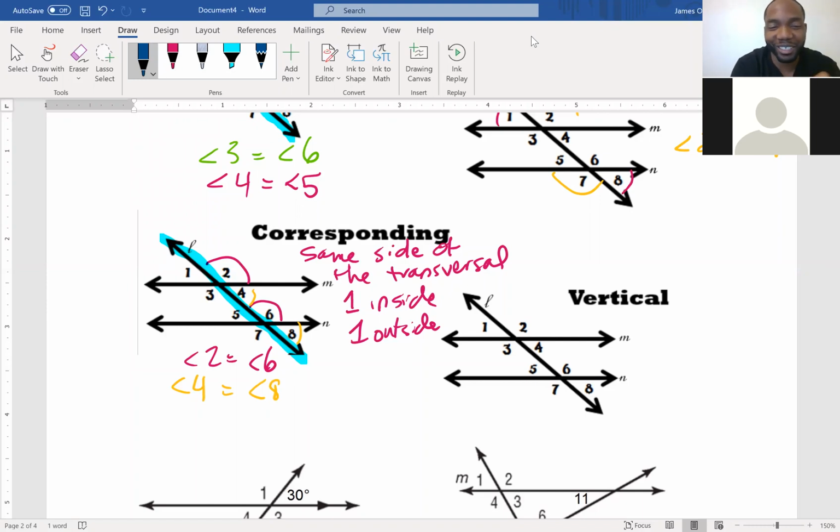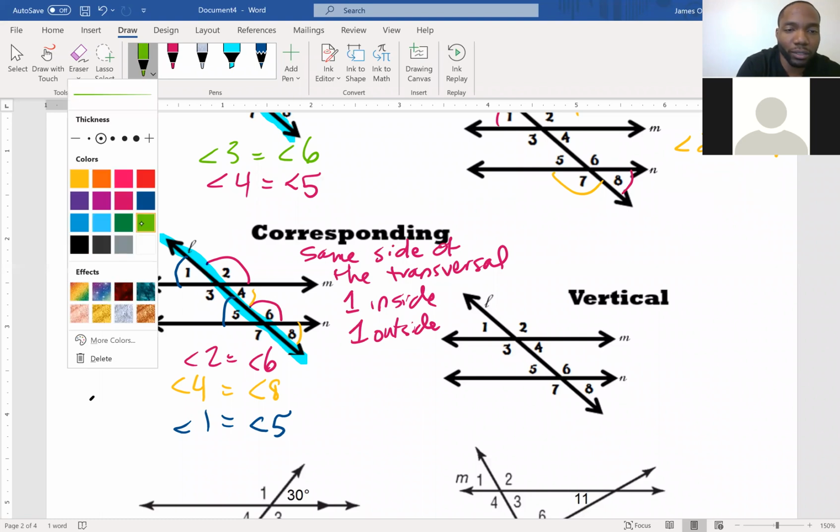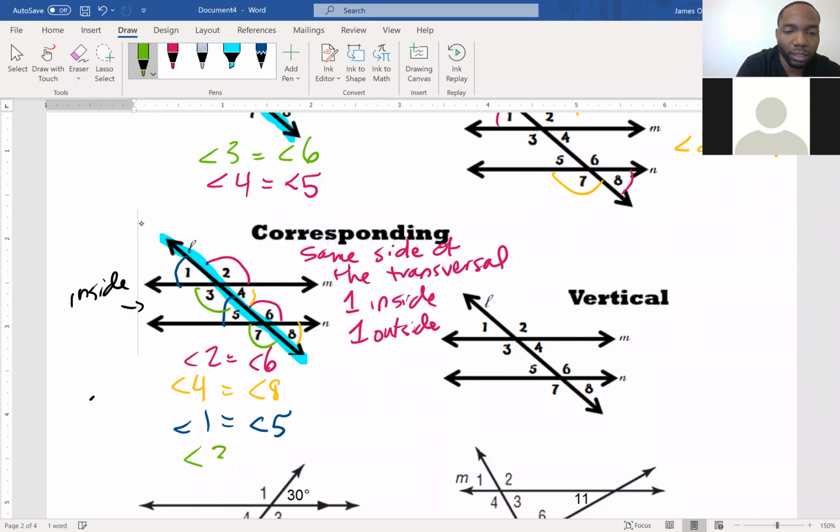All right, I see some corrections. Good, good, good. I'm glad y'all are correcting. So 1 and 5, everybody, because there's one inside the parallel lines, one outside. And then the last angles that you all said were 3 and 7. Those are corresponding, one inside the parallel lines and one outside. If somebody says 1 and 7, that doesn't work because 1 is an acute angle and 7 is an obtuse angle. They can't be equal. We're saying that all these relationships are equal.